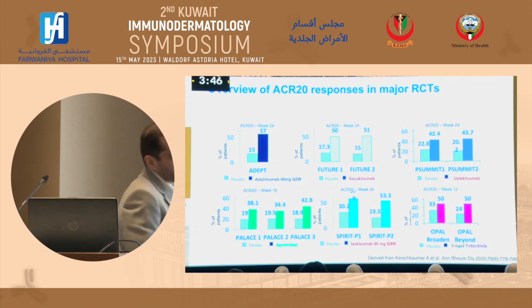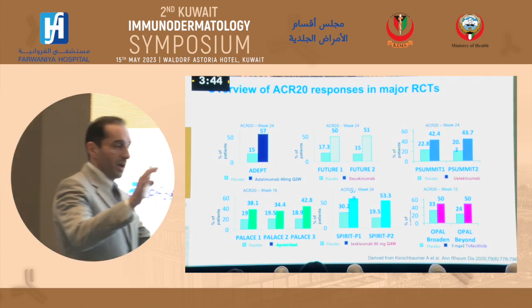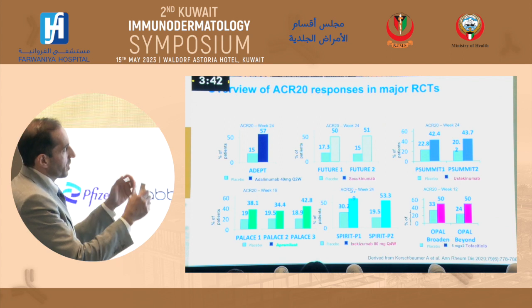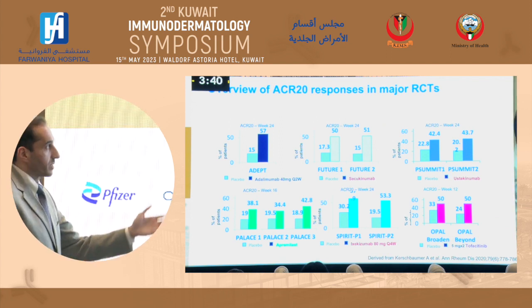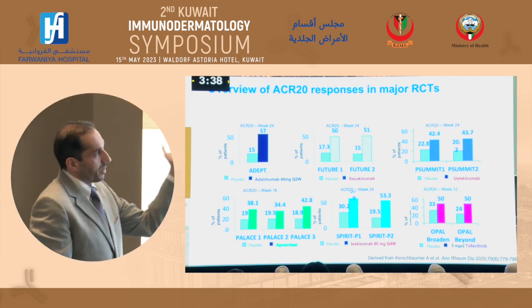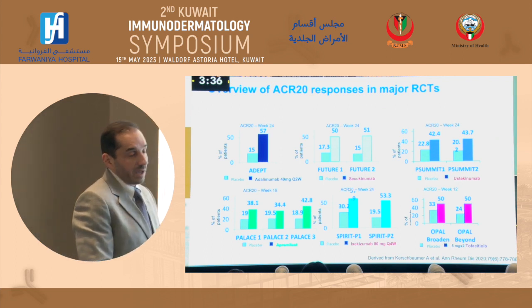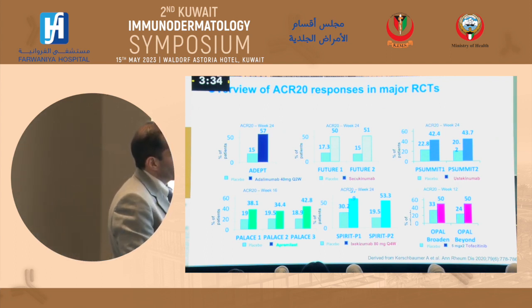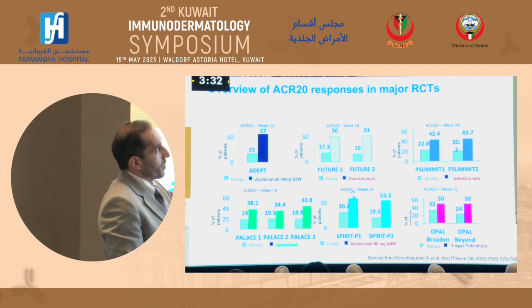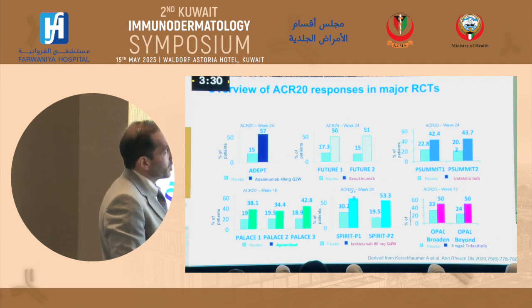And these are the numbers for the ACR20. Again, these are not head-to-head comparisons. I'm just putting these numbers up to show you how effective these drugs are. I'm just giving you an example at the top, the top three. The first one is adalimumab versus placebo, with around a 60% chance of achieving ACR20 at week 24.